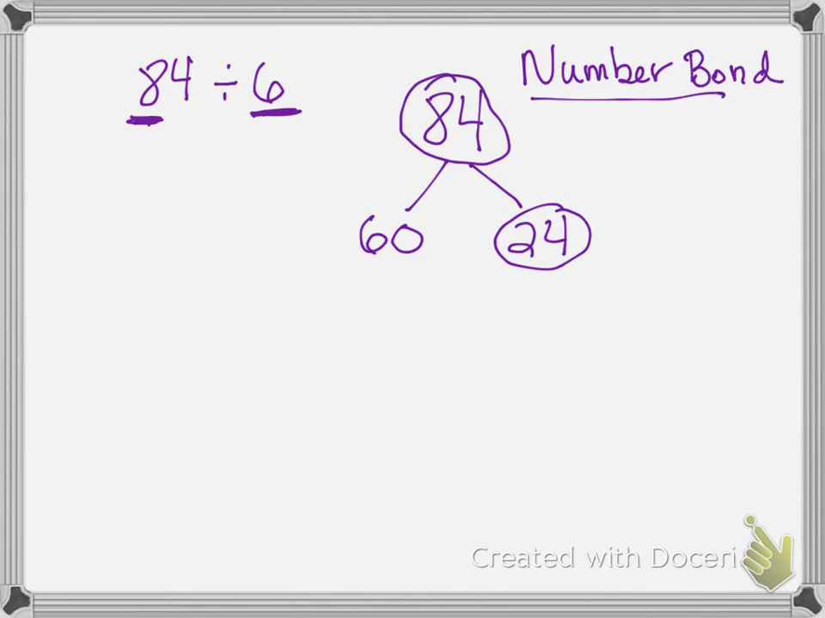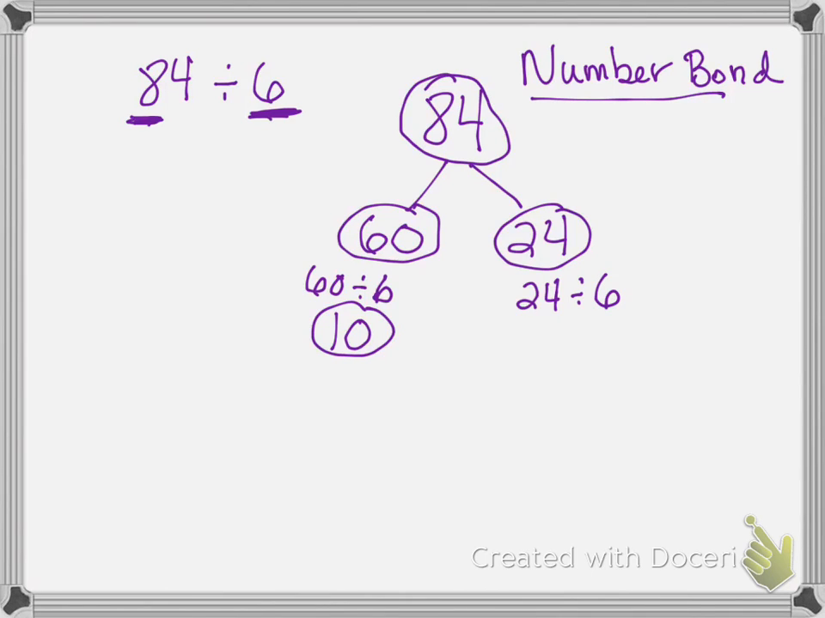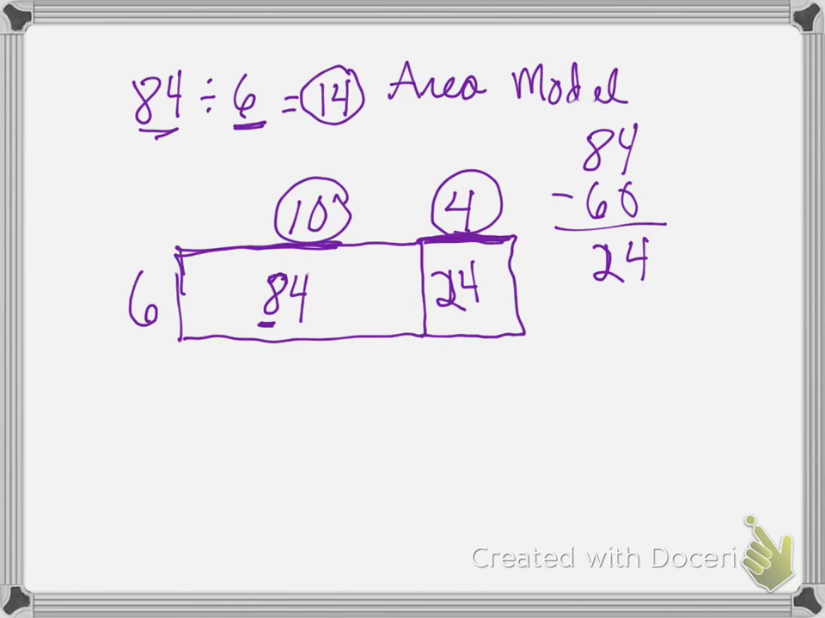So we broke down this number. 60 plus 24 is 84. But now we're going to be dividing by 6. So 60 divided by 6 gives us a 10. And 24 divided by 6 gives us a 4. And 10 plus 4 is 14. So now we have an answer of 14. 84 divided by 6 equals 14. By using the number bond method or using the area model, we get the same thing.